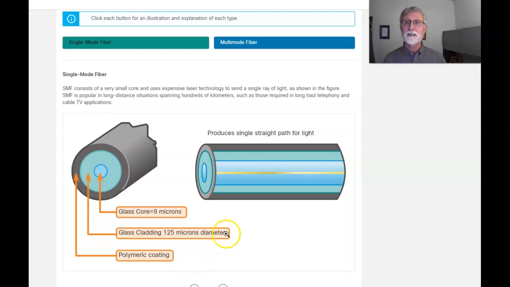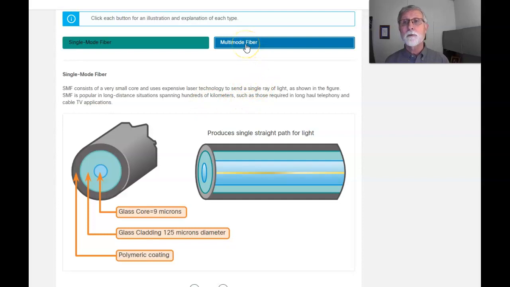And single mode does a single beam, single laser, and it's used a lot for long distance situations spanning hundreds of kilometers, such as those used for long haul telephony or cable TV applications.